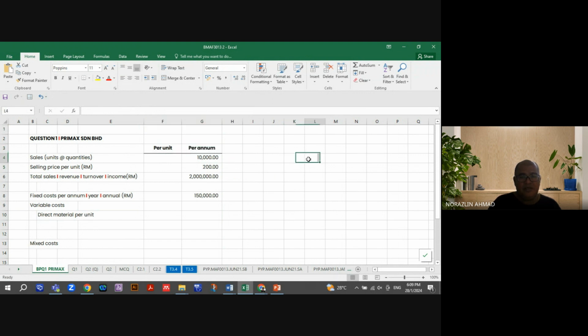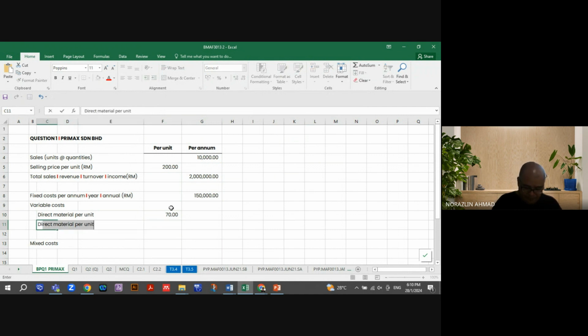Per unit, per annum. This one is per unit, 200 per unit. This one is per annum, so divide this one. Per annum, 2 million. Fixed cost per annum. Direct material is 70 ringgit per unit.